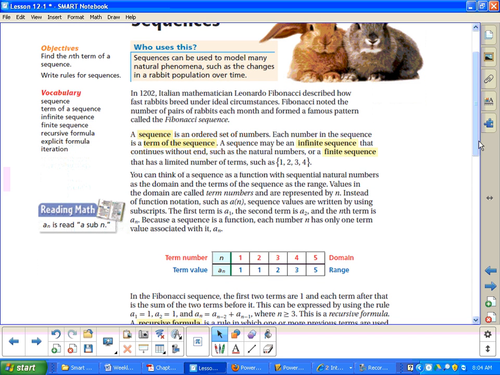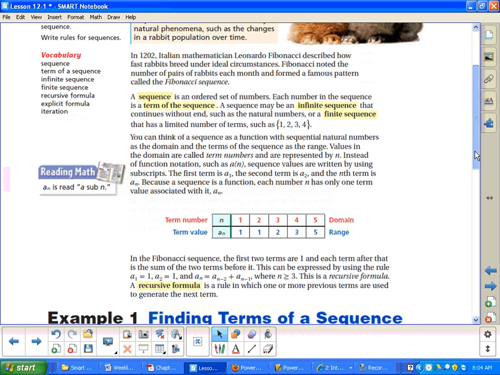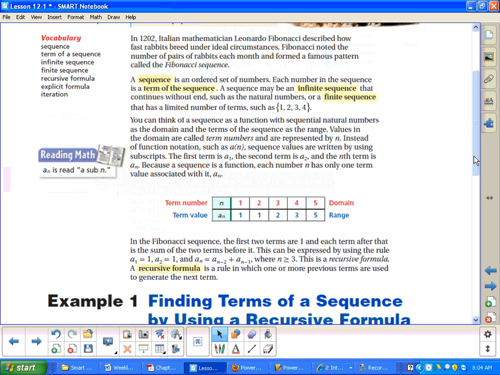So, reminder, what a sequence is: a set of ordered numbers, or an ordered set of numbers. Each number in the sequence is called a term of the sequence. The sequence may be infinite, like the natural numbers, the whole numbers, integers. Those are infinite sequences, or they might be finite sequences like just the numbers 1, 2, 3, and 4. You can think of a sequence as a function with sequential natural numbers as the domain and the terms of the sequence as the range.